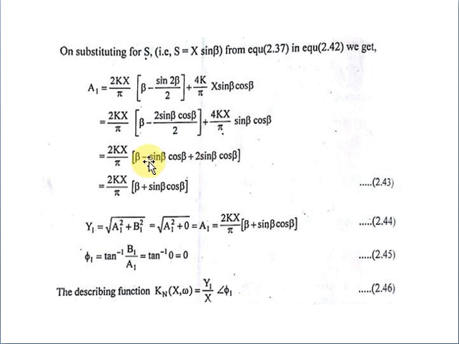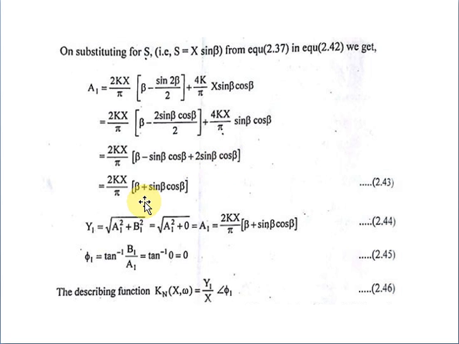Okay, is it clear? From these both two equations, 2kx by pi is taken as common. Therefore 2kx by pi into beta minus, here 2 and 2 get cancelled, sin beta cos beta plus, here 2kx by pi is taken as common, remaining 2 into sin beta cos beta, that is equals 2kx by pi into beta minus sin beta cos beta plus 2 sin beta cos beta, which is equal to sin beta cos beta. Therefore it equals 2kx by pi into beta plus sin beta cos beta.